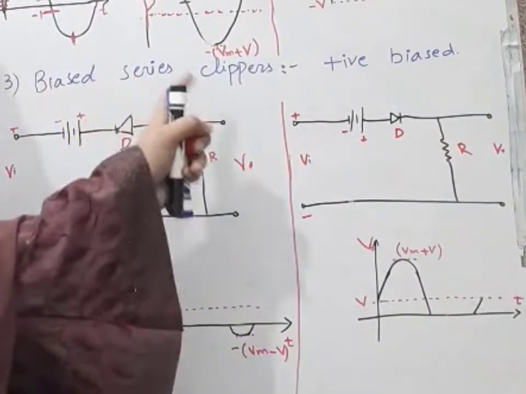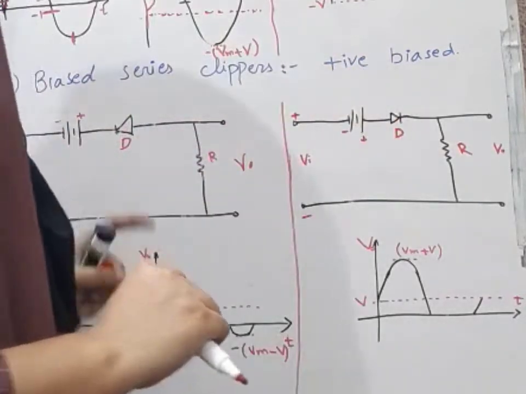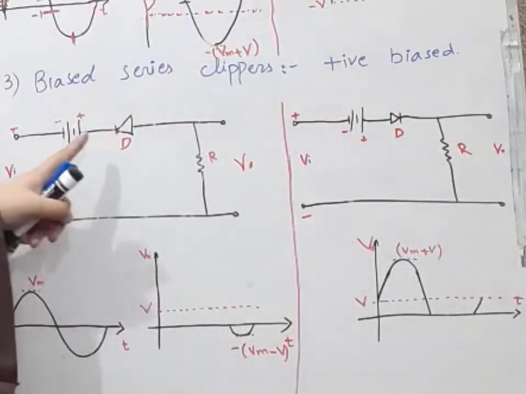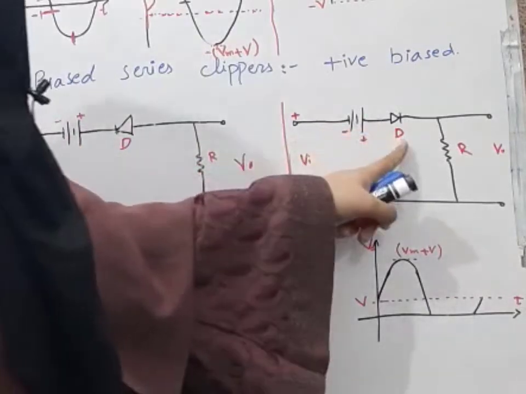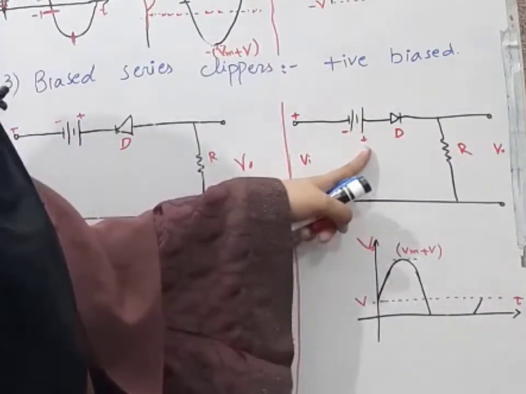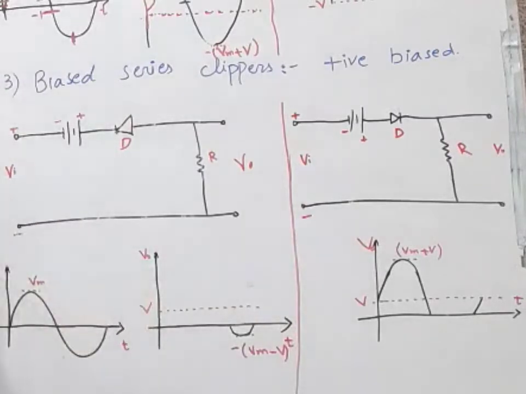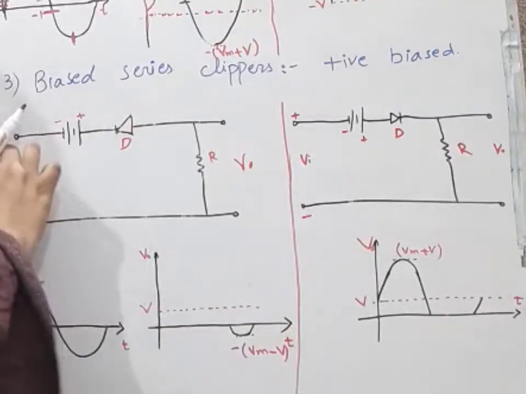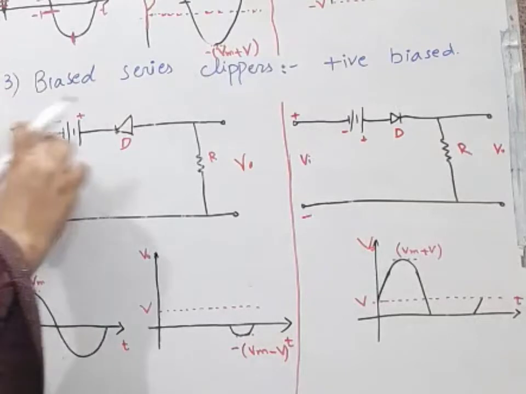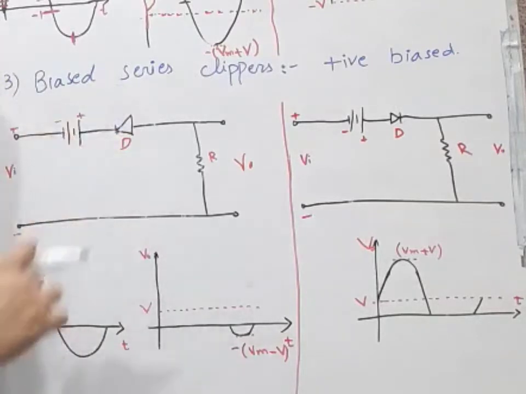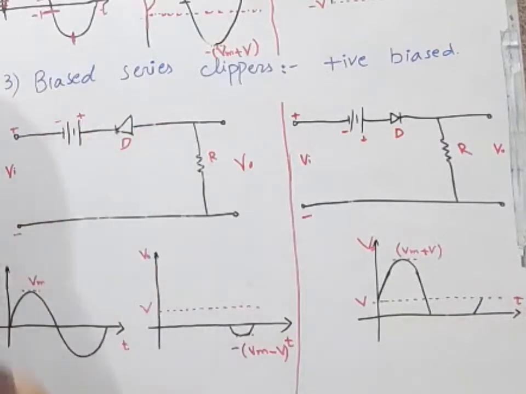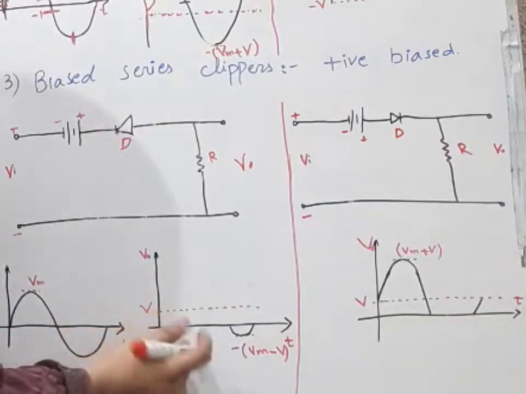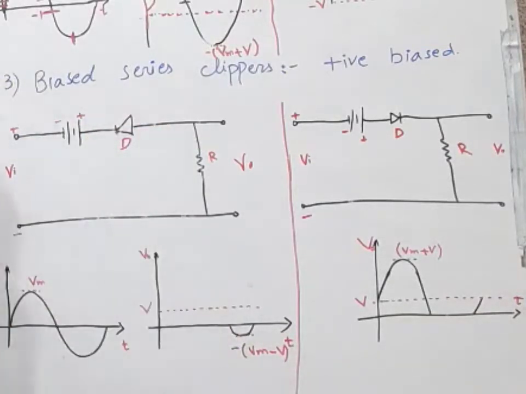Biased series clippers with positive biasing. Now we have connected our diode with the positive terminal of the battery. In this case, the input waveform tries to make this diode reverse biased. This battery also tries to make this diode reverse biased. So that's why we get nothing at the positive half cycle.